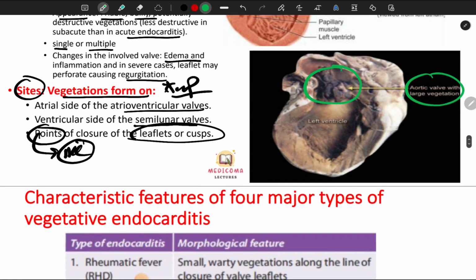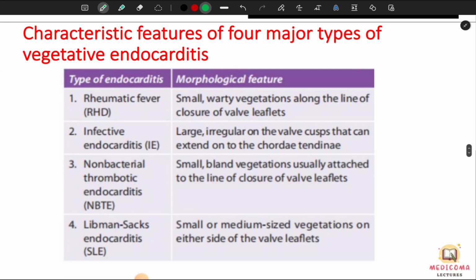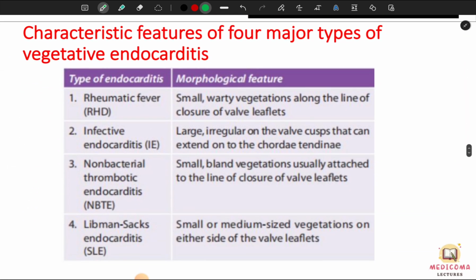Next we will discuss the characteristic features of the four major types of vegetative endocarditis. So what are those types? Rheumatic fever endocarditis, infective endocarditis, non-bacterial thrombotic endocarditis, and Libman-Sacks endocarditis, which can be seen in SLE, systemic lupus erythematosus. In rheumatic fever, there are small warty vegetations along the line of closure of leaflets.